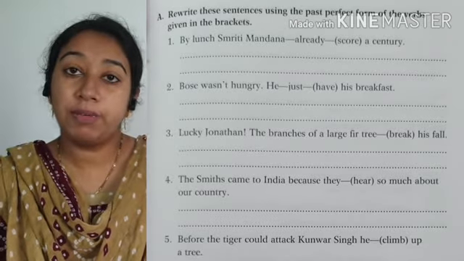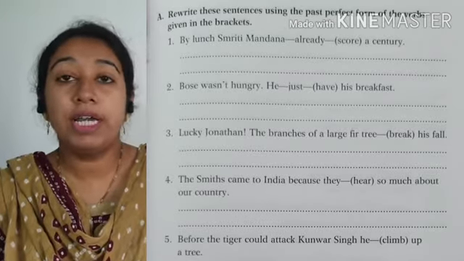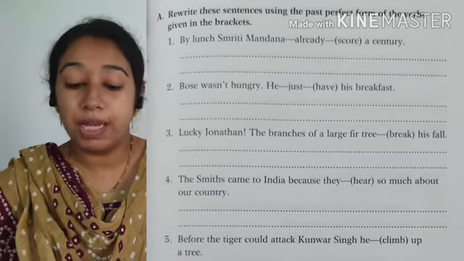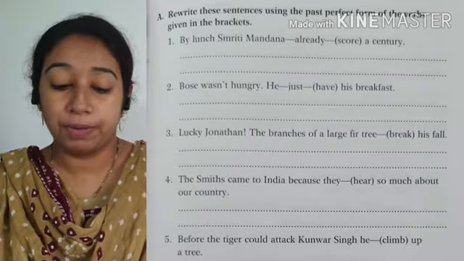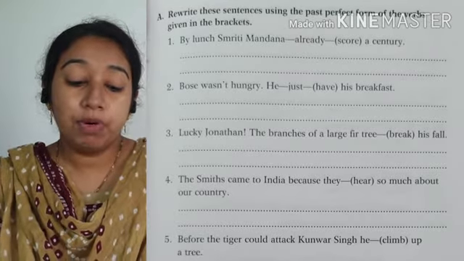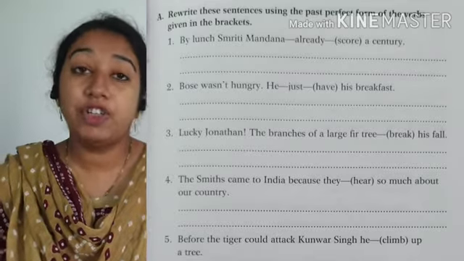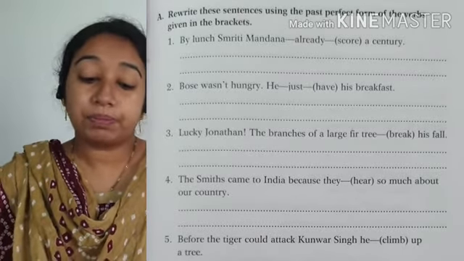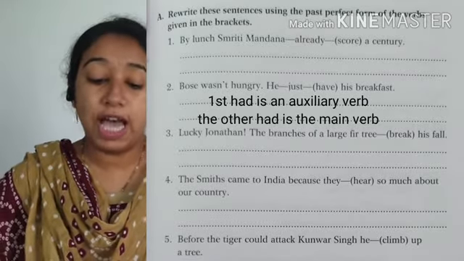First sentence, by lunch, Smriti Mandana already scored a century. By lunch, Smriti Mandana had already scored a century. So had plus verb 3, had already scored. Bose wasn't hungry, he just had his breakfast. Bose wasn't hungry, he had just had his breakfast. The past tense of have is had.